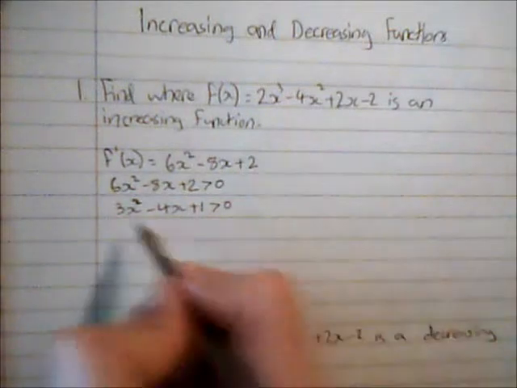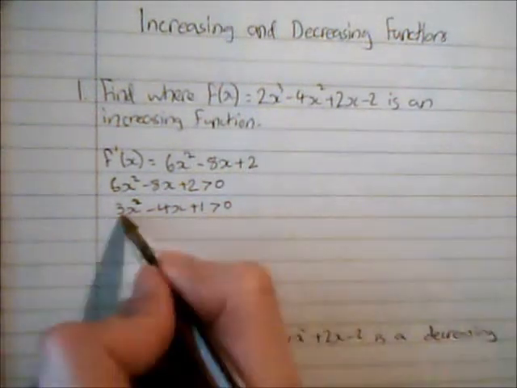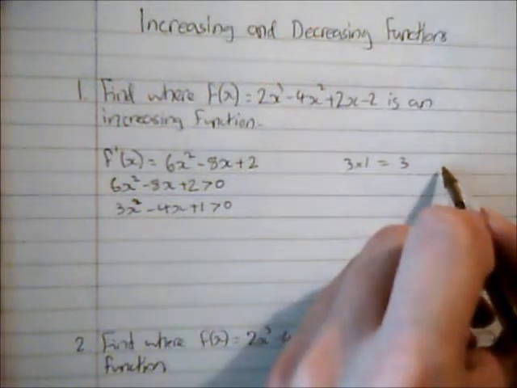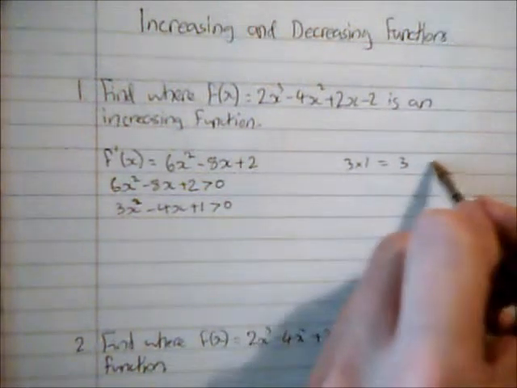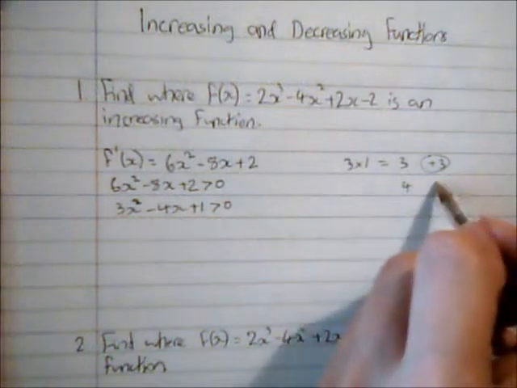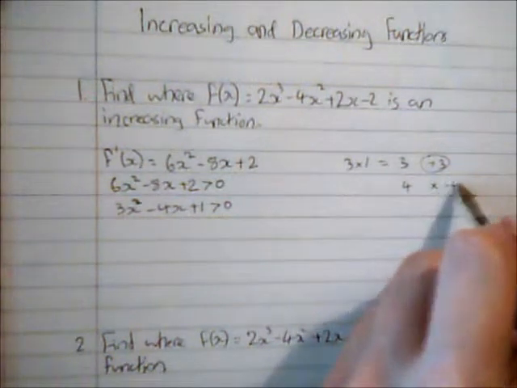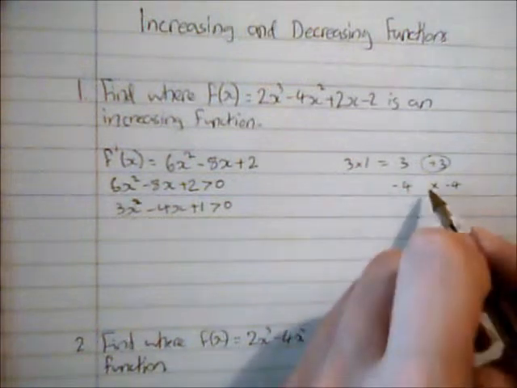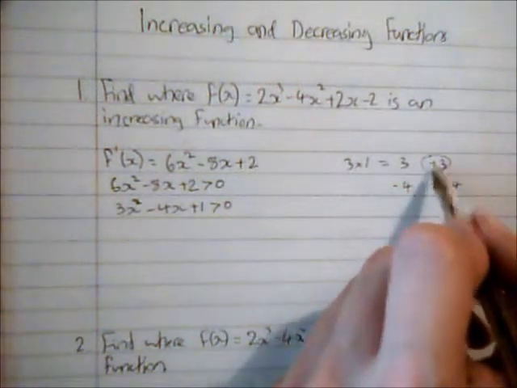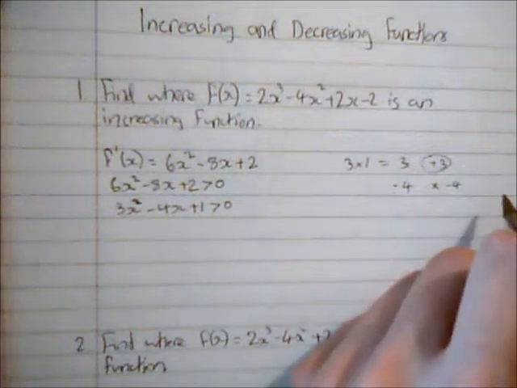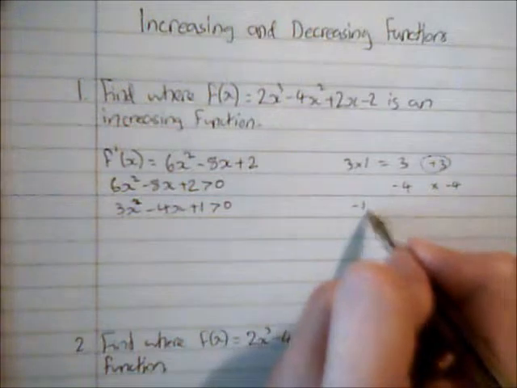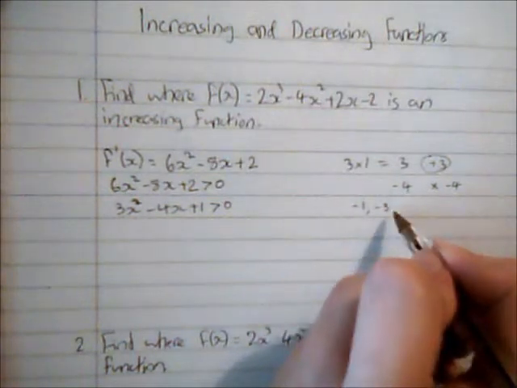So I'm going to multiply the number and the coefficient of x squared, and so I want two numbers that add to make negative 4 and multiply to make 3. So what two numbers could I use? Well, they need to multiply to make a positive but add to make a negative, so they must both be negative, so it's negative 1 and negative 3.